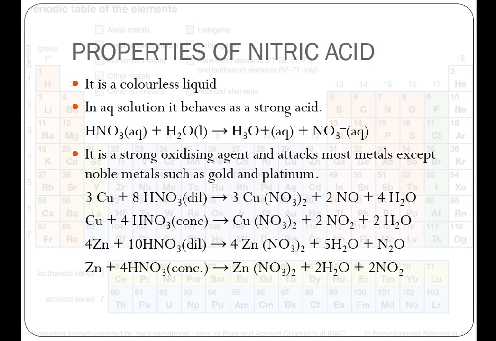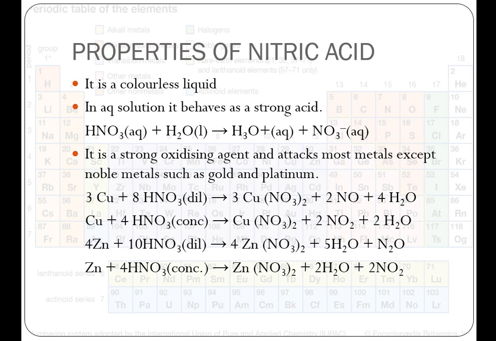Properties of nitric acid. It is a colorless liquid. In aqueous solution, it behaves as a strong acid. You can see here HNO3 in water gives us hydronium ions. It is also a strong oxidizing agent and attacks most of the metals except the noble metals such as gold and platinum. Now you can see here the reactions of dilute HNO3 and concentrated HNO3 with copper and zinc.